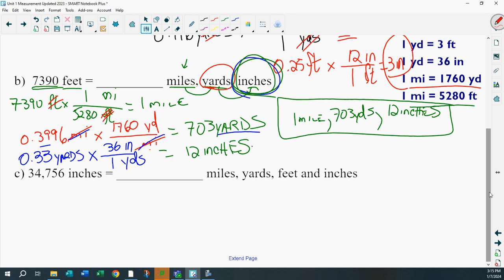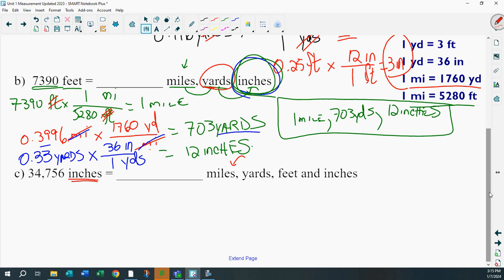Okay. First things first. We've got to convert this into miles. Oh, man, are you serious? Okay, let's do miles first. Notice how we're always dealing with the biggest value first.